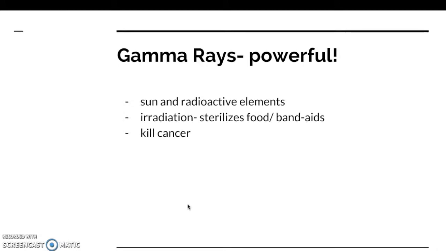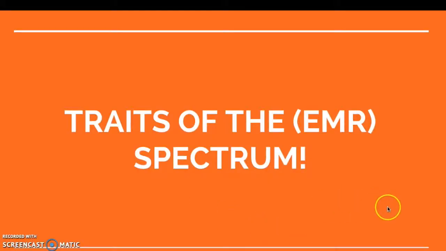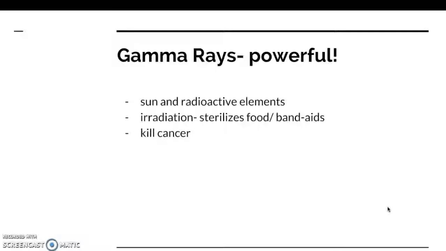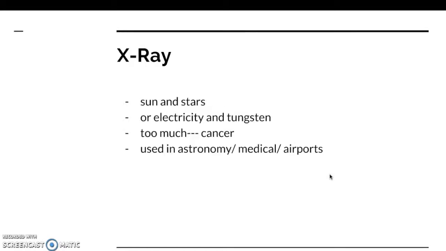Alright, so now I'm going to talk about the different traits of the EMR spectrum. So first of all, we have gamma rays, which are so powerful. They're found in the sun and radioactive elements. They're used for irradiation, which sterilizes food and medical equipment such as Band-Aids, and it also is used to kill cancer.